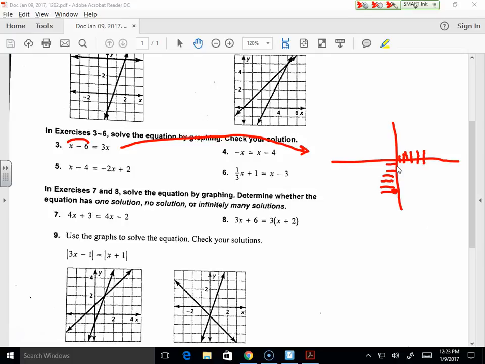Now, how do you finish making a line? Start with the intercept, and then how do you move from one point to another? You're doing a good job. It's up 1 over 1. Why is it up 1 over 1?